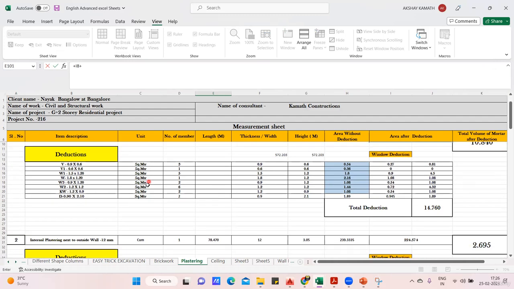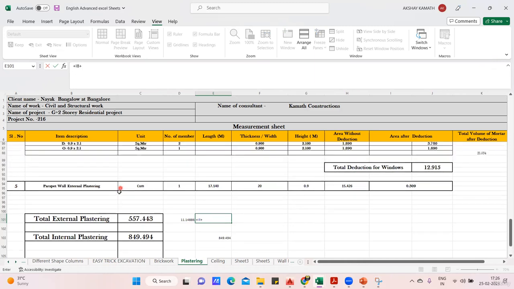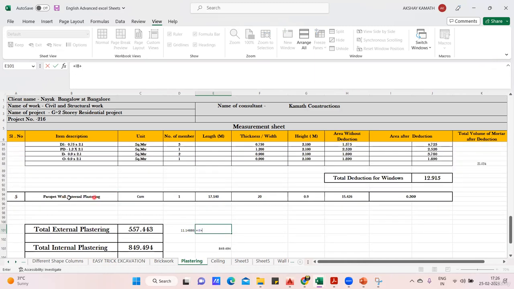Along with that, is there any other external plastering? No, everything else is internal plastering. Only one thing will come, that is your parapet wall plastering, which is external plastering. So here it is 15.426. We add this also. So total quantity is 557 square meter of external plastering I have. So I'll take this 557 quantity and put it in the BOQ.